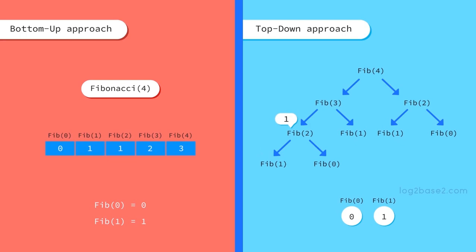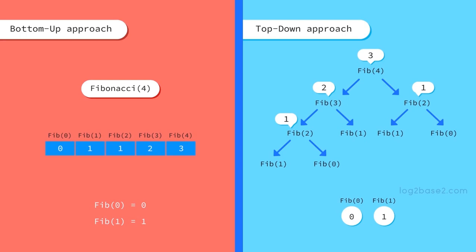Here, fib of 1 is 1 and we have already calculated fib of 2, which is 1. So 1 plus 1, 2 will be returned to fib of 3. Here again fib of 0 and fib of 1 will be calculated, that is 0 plus 1, which is 1, and it will be returned to fib of 2. Now we have fib of 3, which is 2, and fib of 2, which is 1. So 2 plus 1, 3 will be returned to fib of 4. So fib of 4 is 3. So this is how in the top-down approach the nth Fibonacci number will be found recursively.